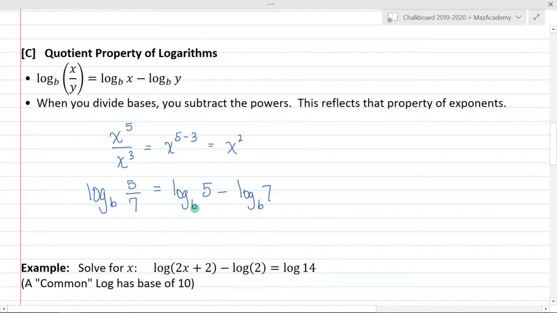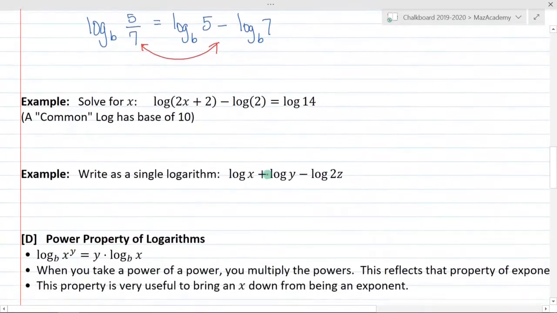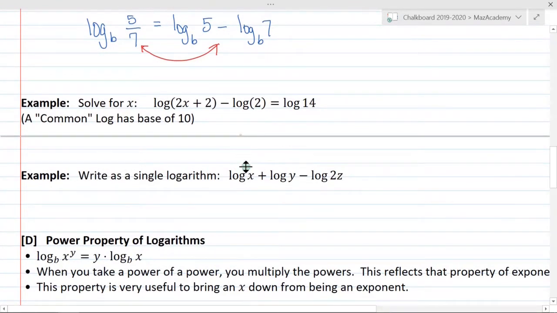So anyway, you can also go both ways. If you have subtraction of 2 logarithms, you can combine them going the other way, and we're going to have to do that in the next example. It's not just that if you have division, you get subtraction. If you have subtraction, you can go back to division as well. So that's the explanation of the property. Let's go ahead and do 2 examples with it.